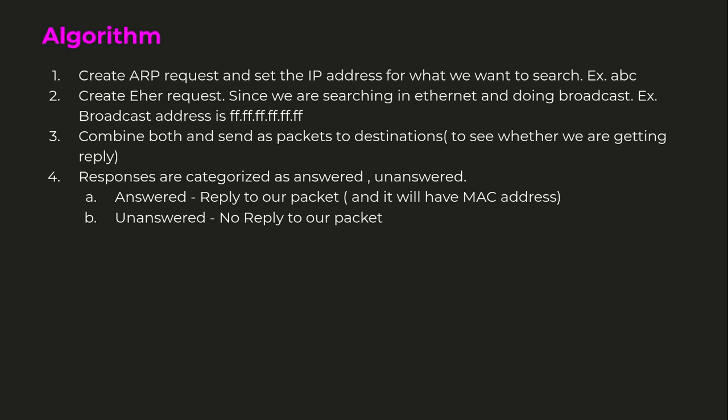Let's say if you are giving a range of IP addresses, it's not possible for all the IP addresses to reply, right? So sometimes you may not get a reply from an IP address. That time it will be considered as unanswered. So in both cases you will be getting the responses in two categories, which is nothing but answered and unanswered. The answered one will have the reply as well as the MAC address of that particular device.